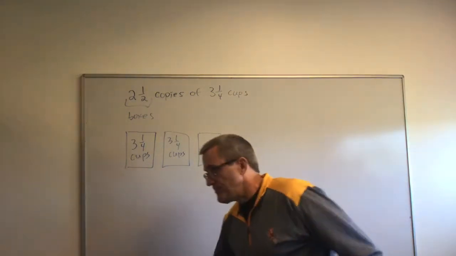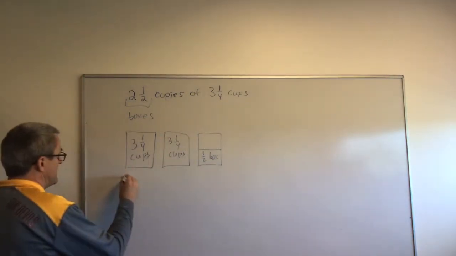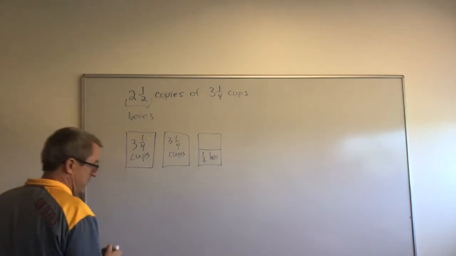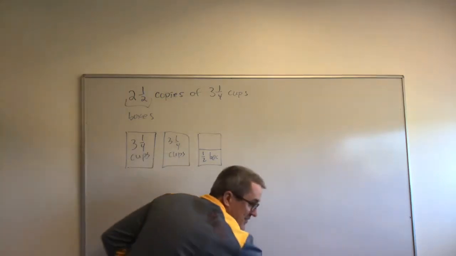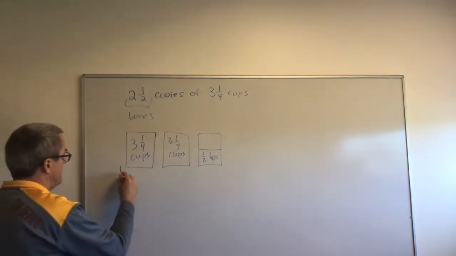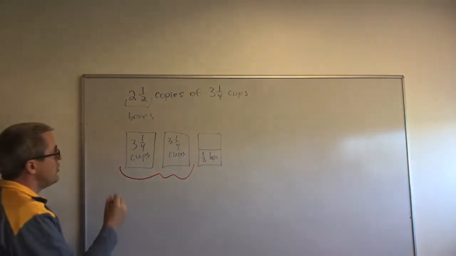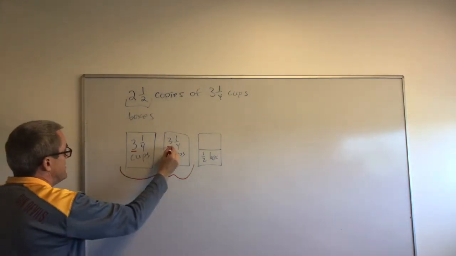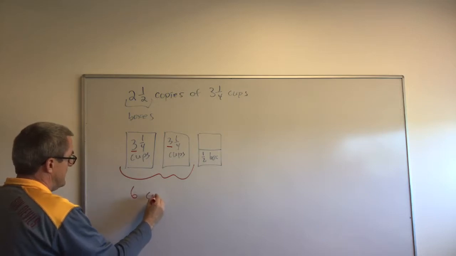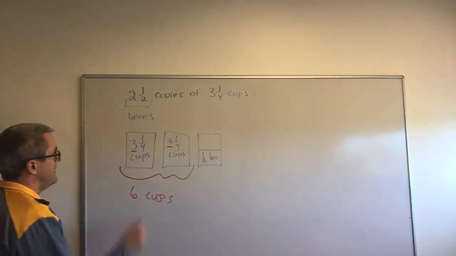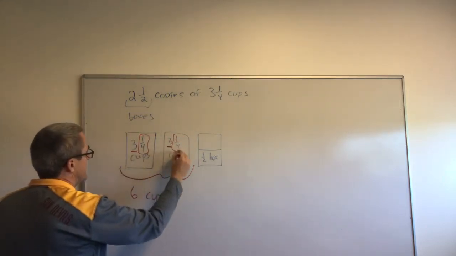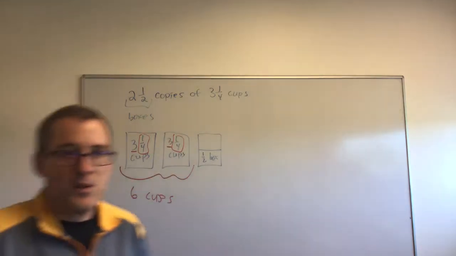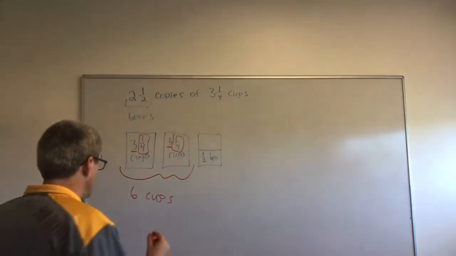So to help you to do that, let's first of all look at the full boxes. So I hope you can see we for sure have 3 cups and 3 cups. We for sure have 6 cups. And then we have 1/4 of a cup and 1/4 of a cup. Now if you take 1/4 of a cup and 1/4 of a cup, let's see what that looks like.